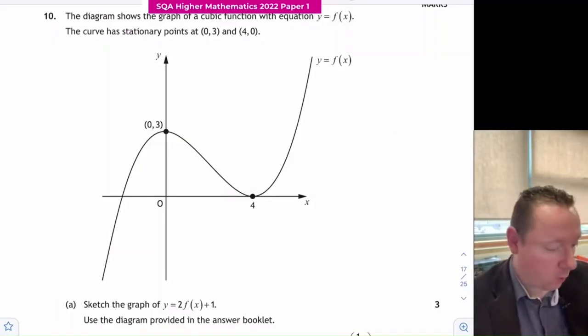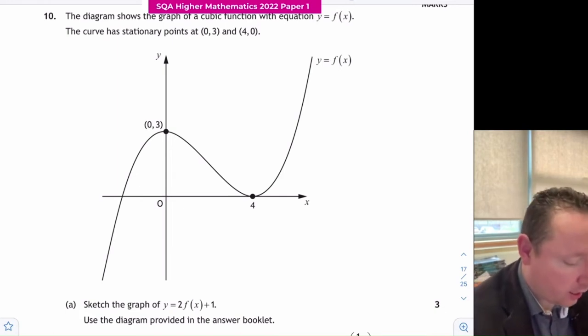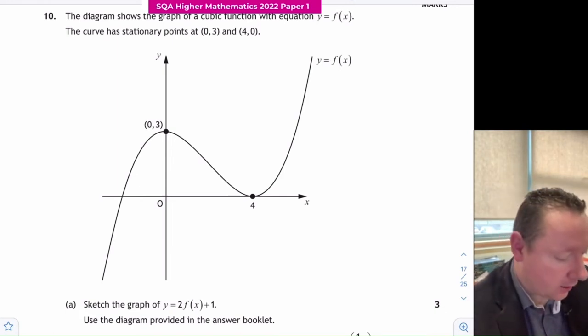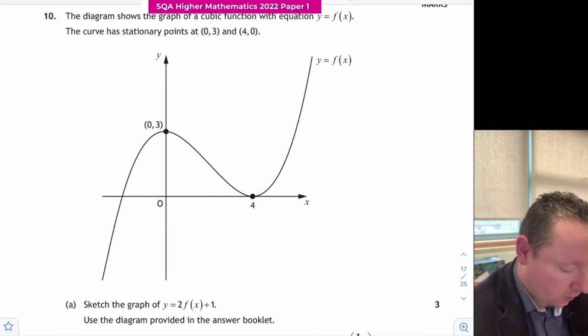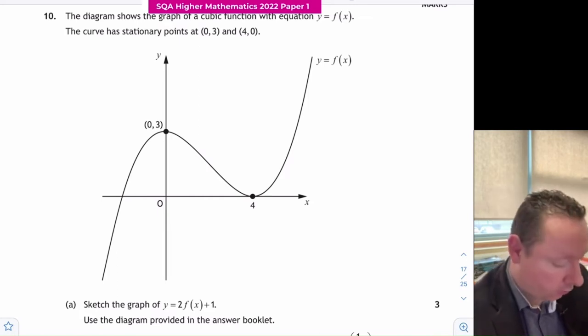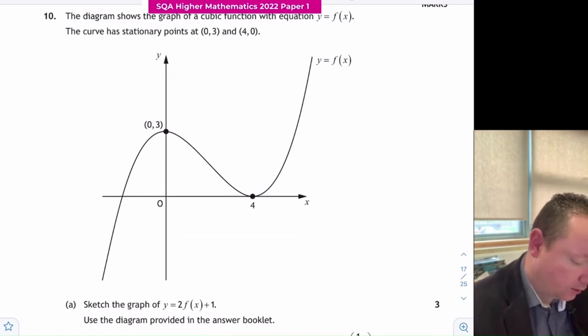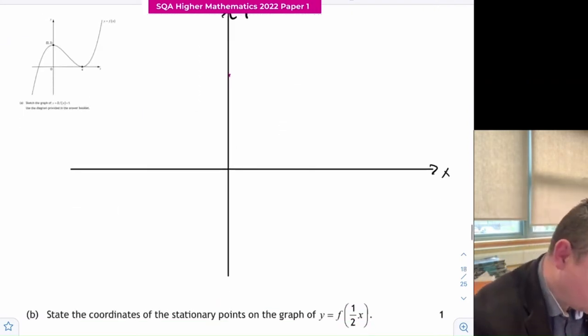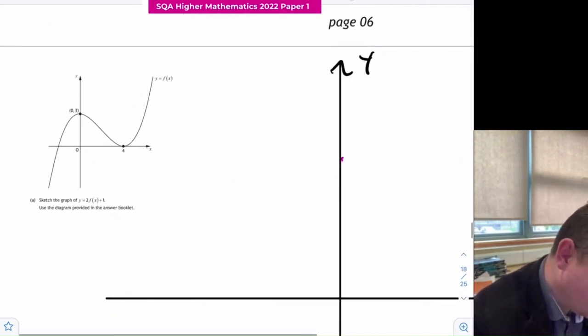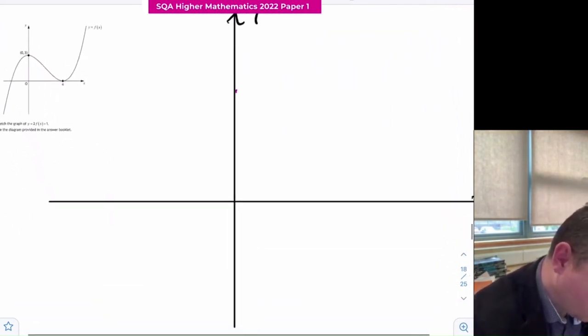2022 Higher Maths Paper 1 Question 10 had this diagram of a cubic function f(x), with stationary points at (0, 3) and (4, 0), and asked to sketch the graph of 2f(x) + 1. So what's it asking us here? It's asking us to scale it up by a factor of 2, so times by 2, and then move the graph up by 1. So let's do that on a diagram. I've just drawn this very small here. You can't really see it, but that is the actual question, just so that I can refer to it as we go.